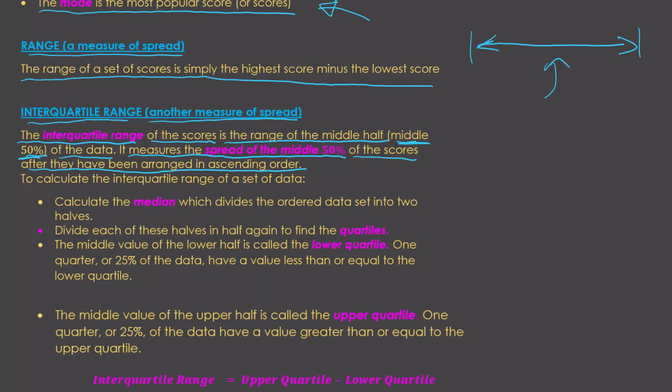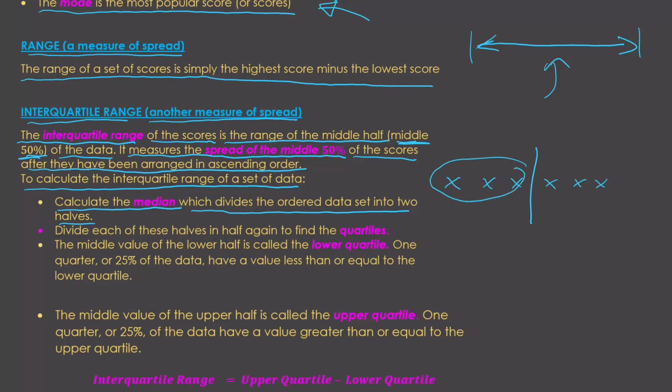To calculate the interquartile range of a set of data, the first thing is to calculate the median, which divides the ordered data into two halves. So if you've got your data like this, the median is, say, here, and then you've got half of the data on either side of the median. Divide each of these halves in half again to find the quartiles. So this value and this value would be the quartiles.